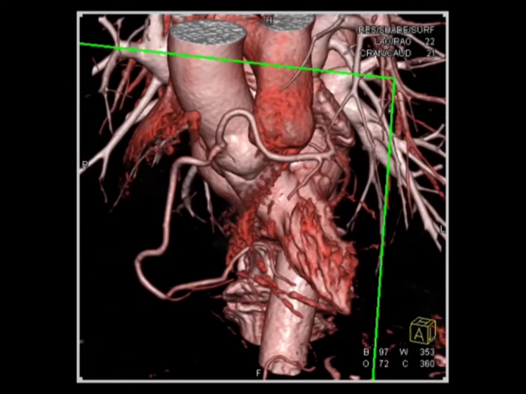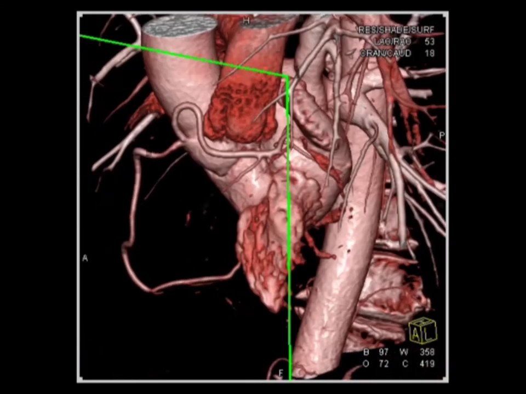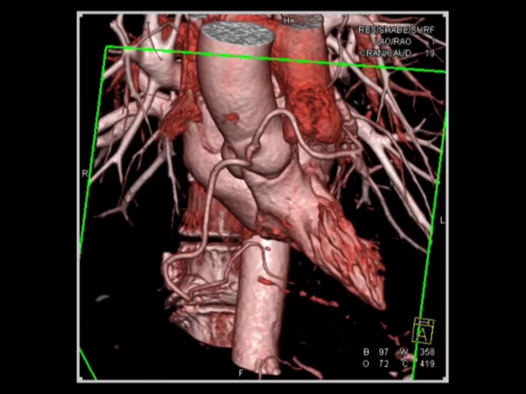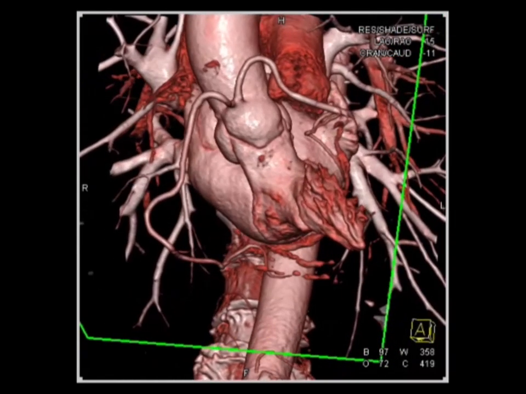And here's just a couple more views of that, showing the cardiac chambers, showing the patient's origin of the right and left coronary artery, then showing it again in 3D.